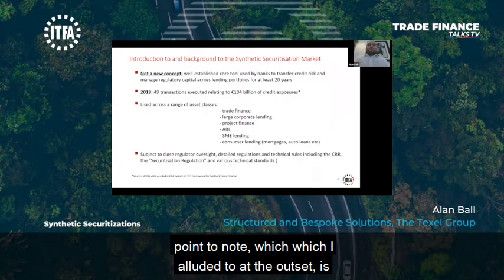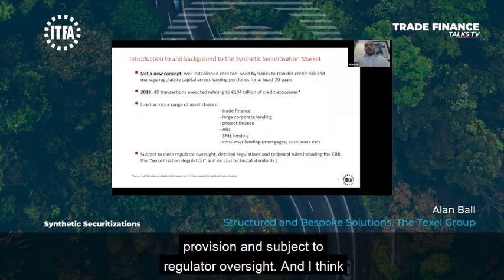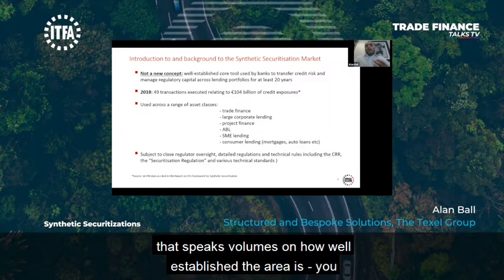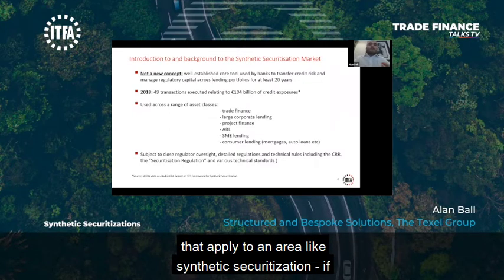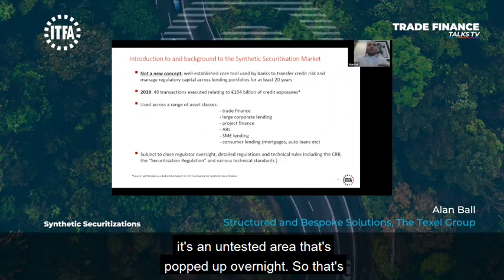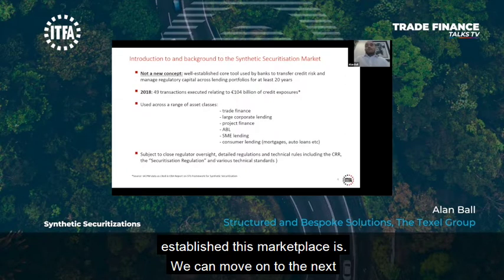The other point to note, which I alluded to at the outset, is that the transactions are subject to a lot of detailed regulatory provision and subject to regulator oversight. And I think that speaks to how well established the area is. You don't get the detailed regulations and technical rules that apply to an area like synthetic securitization if it's an untested area that's popped up overnight. So that hopefully, again, is a source of comfort as to how well established this marketplace is. If we can move on to the next slide, please.